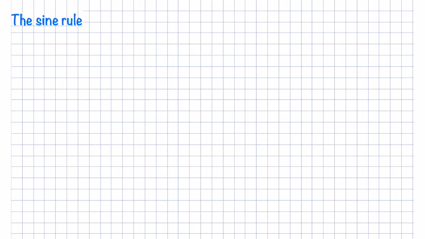Okay, now we're going to move on to the sine rule and the area of a triangle. I think at this point you'll have noticed that there is a relationship between the angles and the sides of a triangle. And what we're going to do is try and come up with an actual formula that links our angles to the sides of our triangle. And this is going to be known as the sine rule.